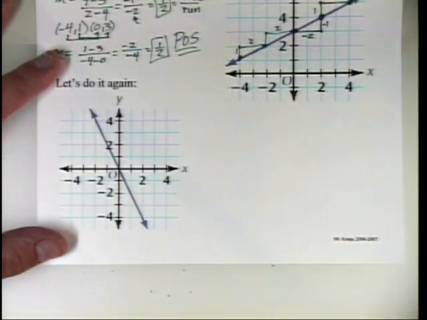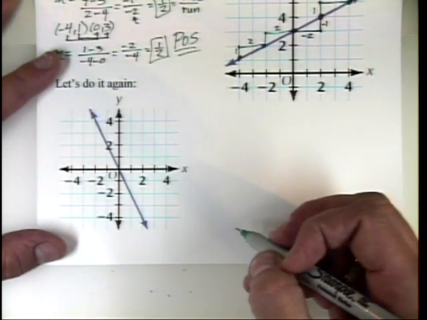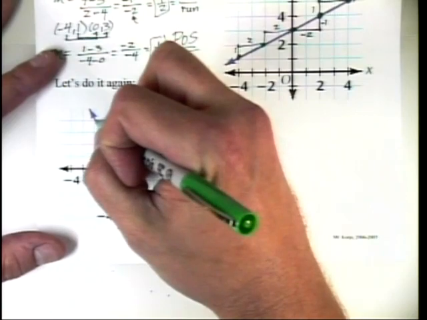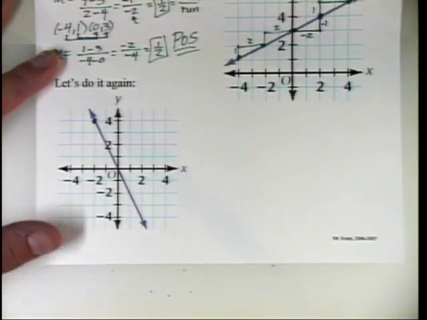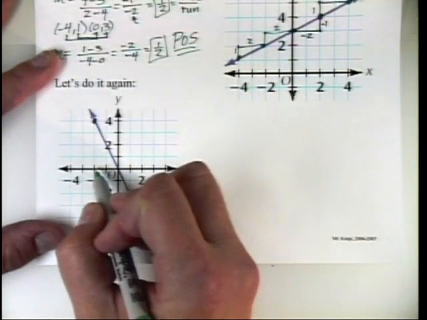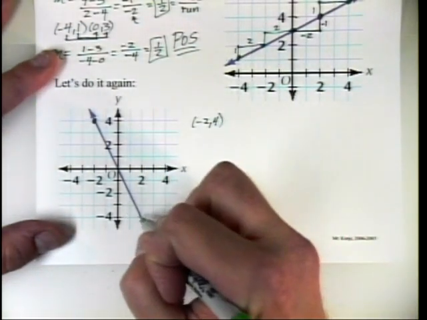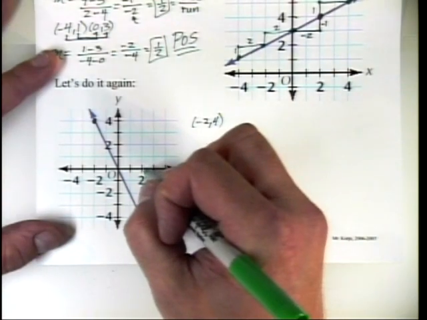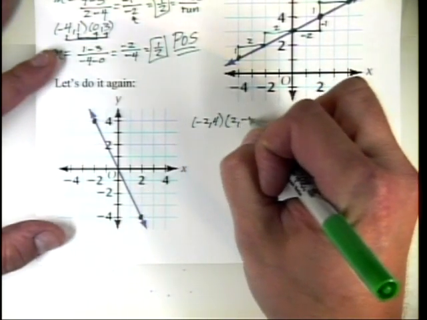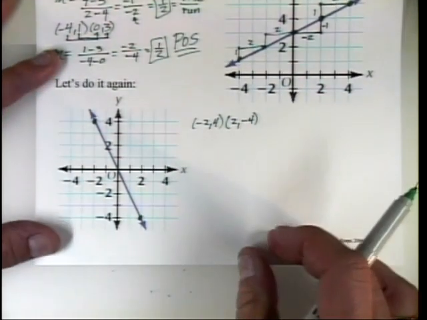Let's go ahead and verify that it's negative by taking 2 points and calculating the slope. Again, I just need any 2 points. I'll choose this one here that crosses at a nice point. That's going to be (negative 2, positive 4). And what the heck, I'll cross over here and get one way down here, (2, negative 4). So any 2 points will work.